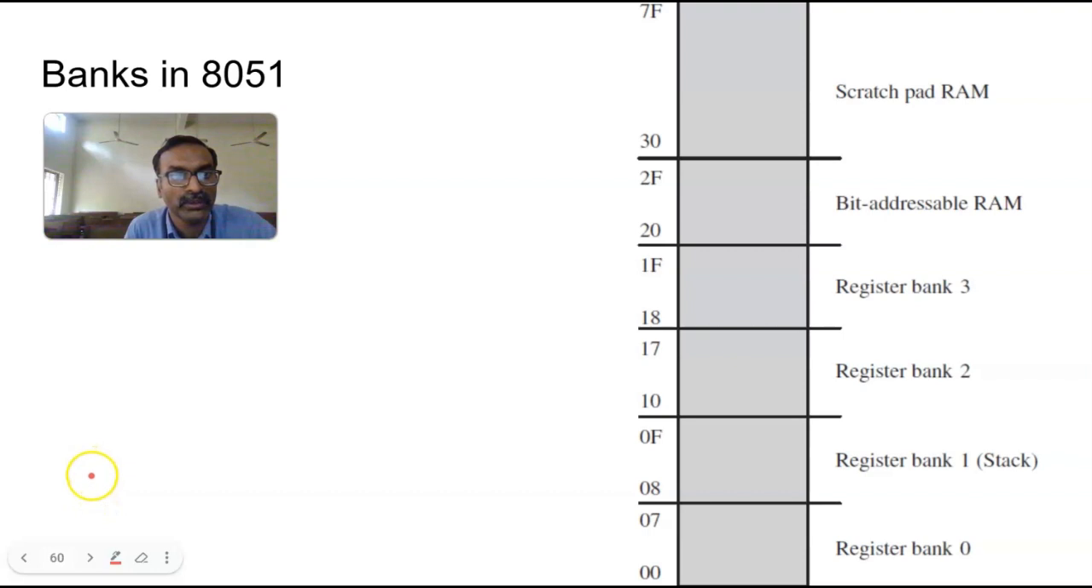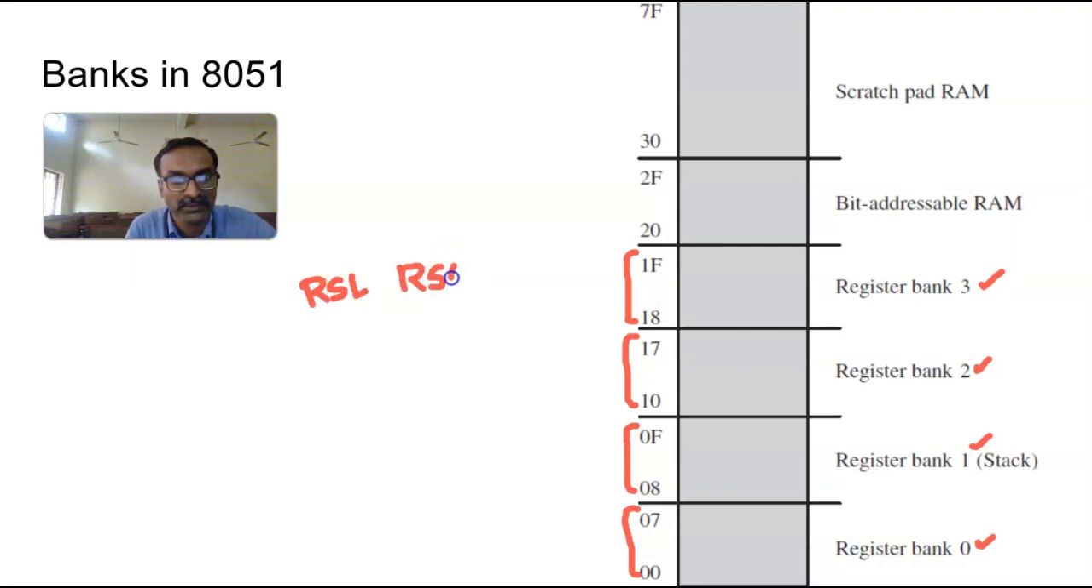Now we know about the banks in 8051. There are 4 banks: Bank 0, Bank 1, Bank 2 and Bank 3. Bank 0 will have addresses from 00 to 07. Bank 1 will have addresses from 08 to 0F. Bank 2 will have addresses from 10 to 17. And Bank 3 will have addresses from 18 to 1F. Now we want to select these 4 banks, and that is based on the values of RS1 and RS0 in the program status word.